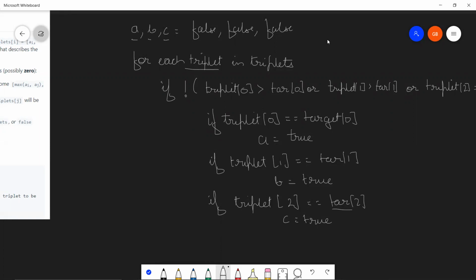And to check such a condition, I think you already have the hint what I'm going to do. I'm going to return A and B and C, right? So if any of these is false, the final result of A and B and C will become false, and our answer will be returned false. Otherwise it will be returned true.